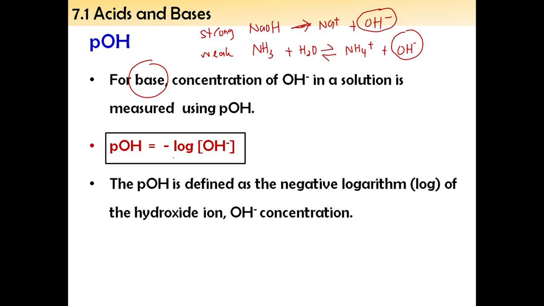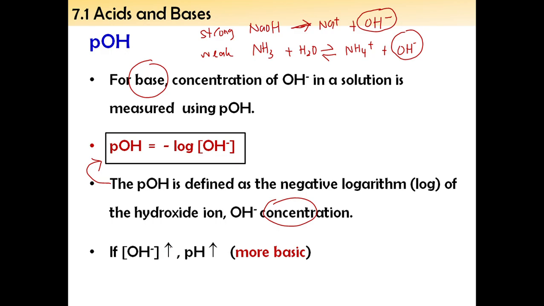Jadi pOH is this, the definition. Again, dia hanya menerangkan about the formula: negative logarithm for concentration of OH minus. Jadinya sekarang, kalau awak ada base, you kena cari pOH. Mesti kira pOH dulu. Kalau concentration of OH minus increase, pOH akan decrease, pH akan increase, basic. So basically saya nak awak faham dekat sini, lagi tinggi concentration OH minus, lagi basic sesuatu compound.